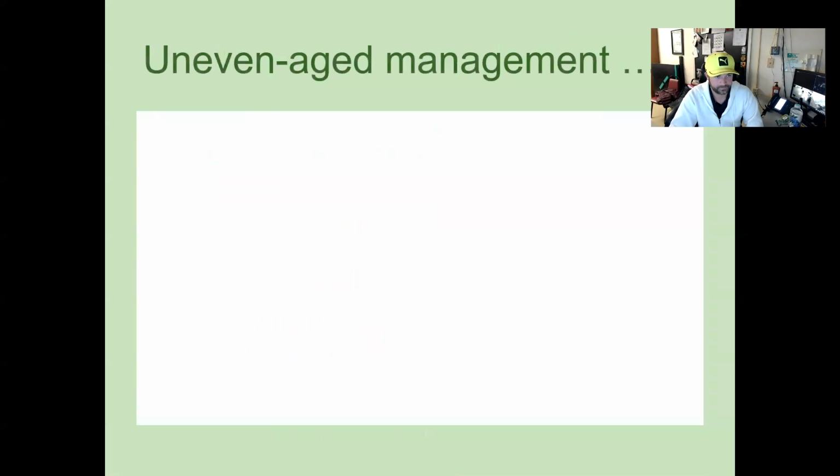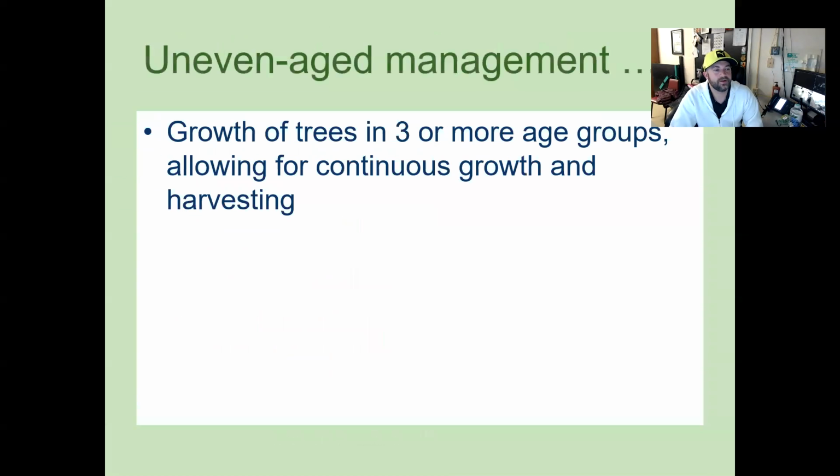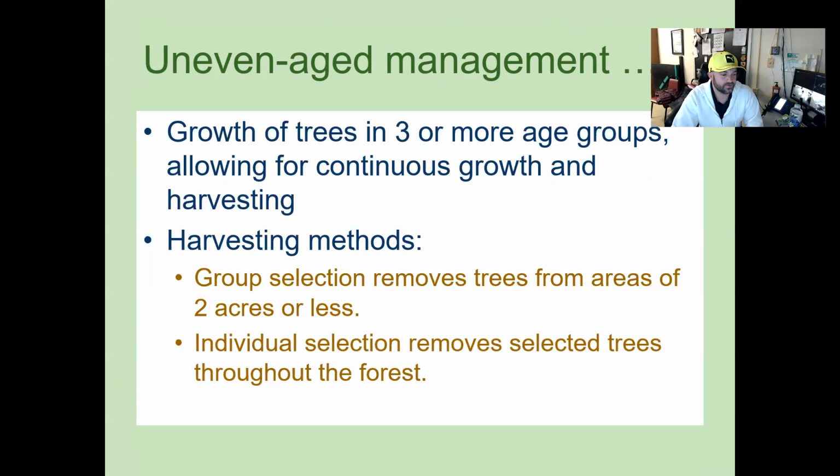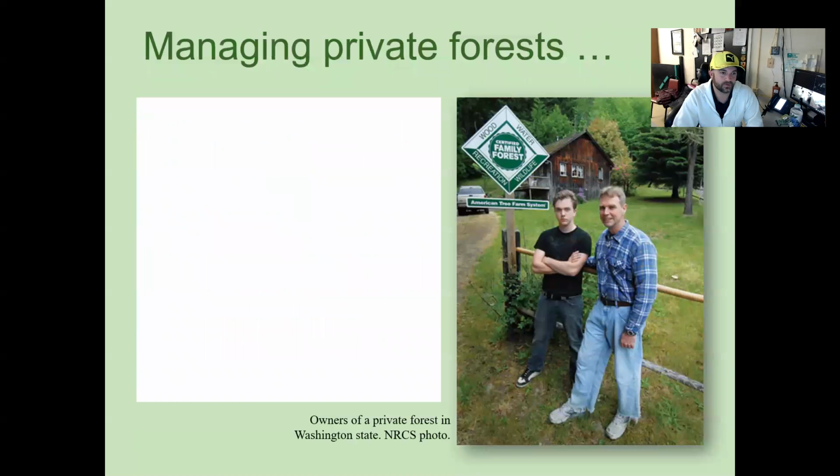So uneven age management: growth of trees in three or more age groups, allowing for continuous growth and harvesting. I actually prefer this method. Some harvesting methods include group selection, which removes trees from areas of 2 acres or less. Individual selection removes selected trees throughout the forest.